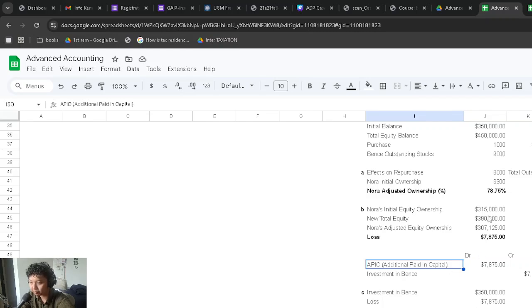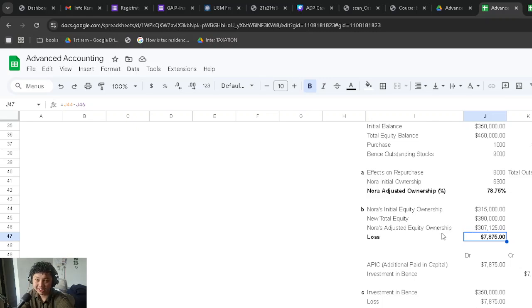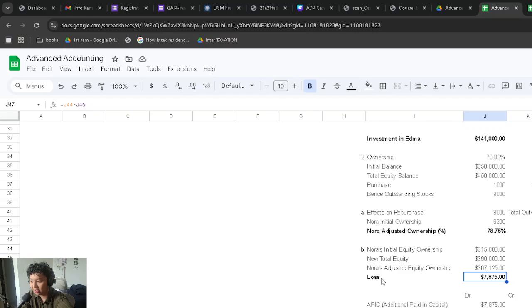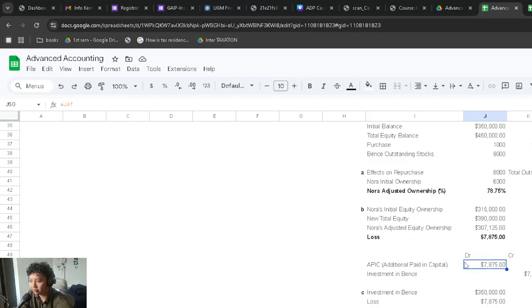So the logic is that the changes in ownership are, in a way, indirect to them. It's not the case in which there's overvaluation or undervaluation, in which you record a gain or loss. In this case, it's indirect because it's from the acts of the subsidiary company, Benz. And so Nora didn't really do anything, but they got a loss. So instead of a loss, they can recognize it as something that they paid more. That's why you can recognize it as additional paid-in capital.